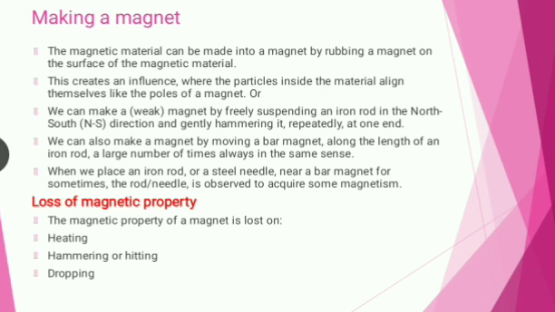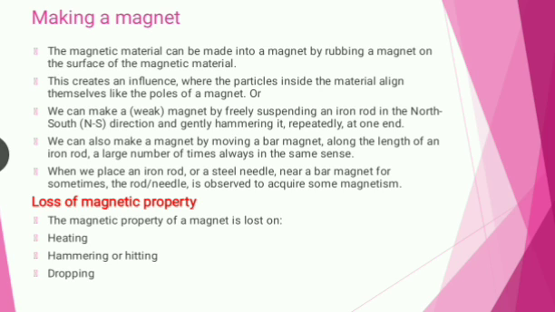Making a magnet. A magnetic material can be made into a magnet by rubbing a magnet on the surface of the magnetic material. This creates an influence where the particles inside the material align themselves like the poles of a magnet. Or we can make a weak magnet by freely suspending an iron rod in the north-south direction and gently hammering it repeatedly at one end. We can also make a magnet by moving a bar magnet along the length of an iron rod a large number of times, always in the same sense.